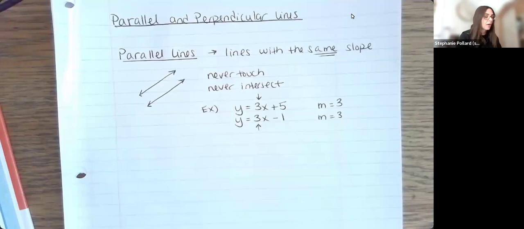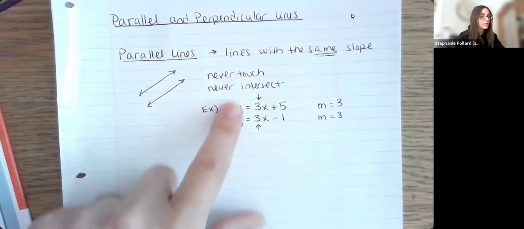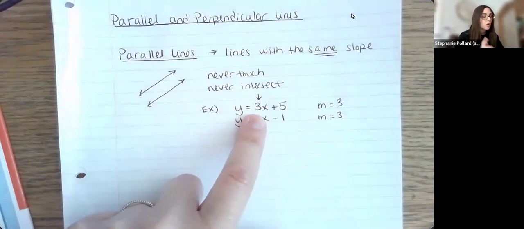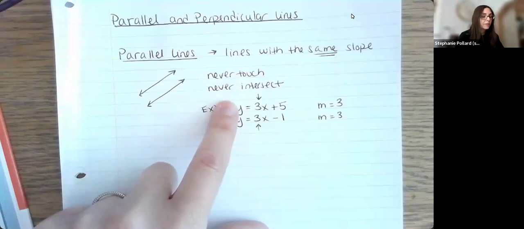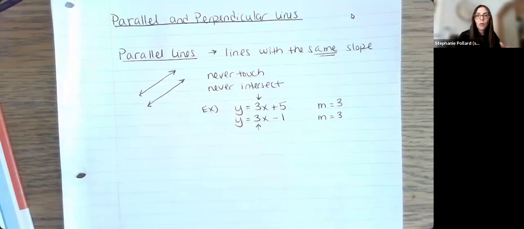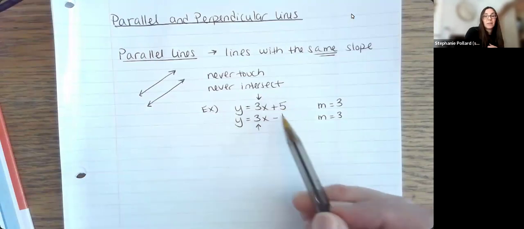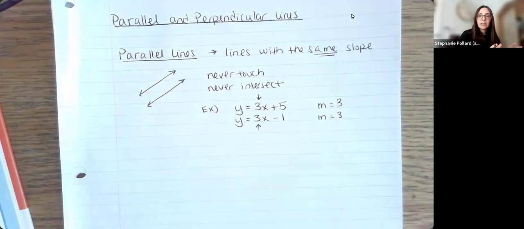Now remember, when you're in that y equals form, we can find the slope as the value with the x. So if you're finding slope for an equation, don't forget you have to be in the y equals form or solve for y before you can find the slope. So here, these lines would be parallel. They have the same slope, but they are different lines, right? This one is a plus 5 intercept. This one's a minus 1. So they are different and distinct.